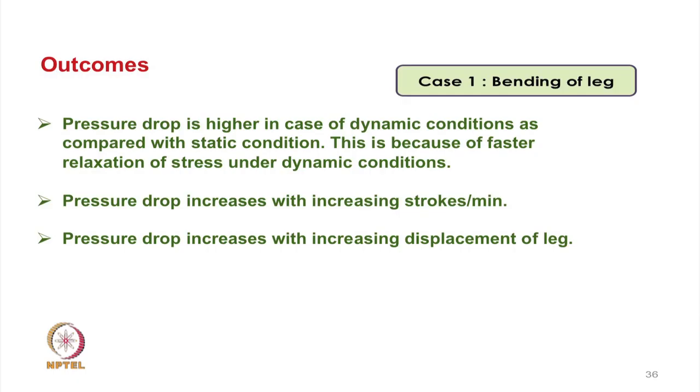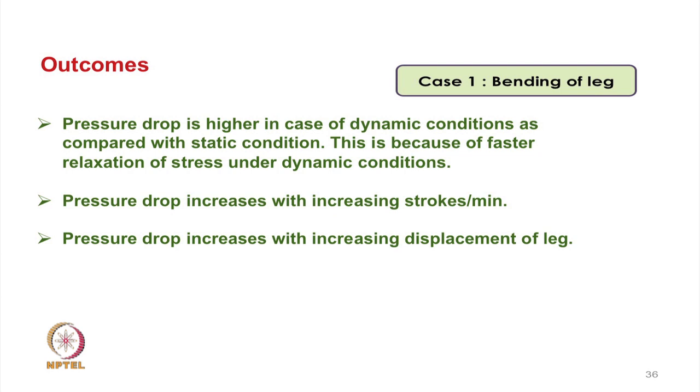So, the outcome of case 1 is that pressure drop is high in case of dynamic condition as compared with the static condition. This is because of faster relaxation of stress under dynamic condition. Pressure drop increases with the increase in stroke per minute, and pressure drop increases with increase in displacement of leg.